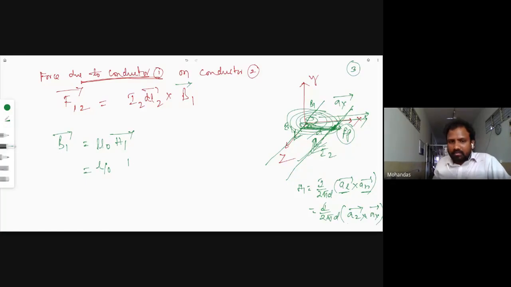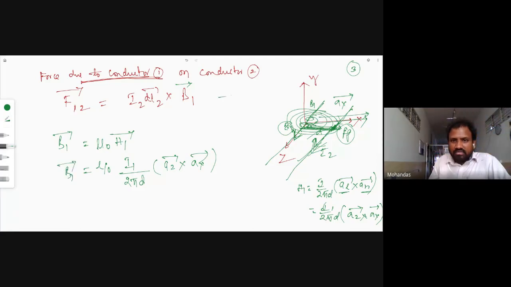Which current is it? Shall I write I1 or I2? Current I1. I1 by 2 pi d, AZ cross AX. In the previous case, it is minus AX, because the field point is on conductor 1. So this is B1.